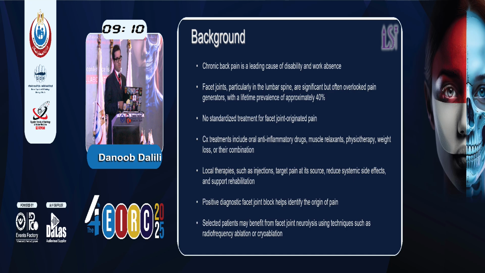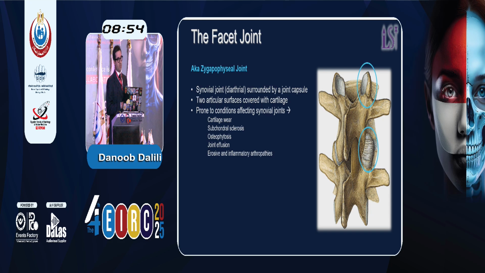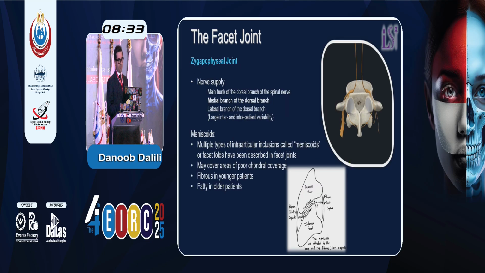We find that these positive diagnostic facet joint blocks that we do in our practice, or medial branch blocks, help identify the origin of the pain, and then we could go on to providing neurolysis or ablation of the nerves. So the facet joint itself is a zygapophyseal joint. It's a synovial joint surrounded by a joint capsule. We've got two articular surfaces covered with cartilage, and this is then a joint prone to wear and arthritis, so subchondral sclerosis, osteophytes, and effusion, and also implicated in various inflammatory arthropathies.